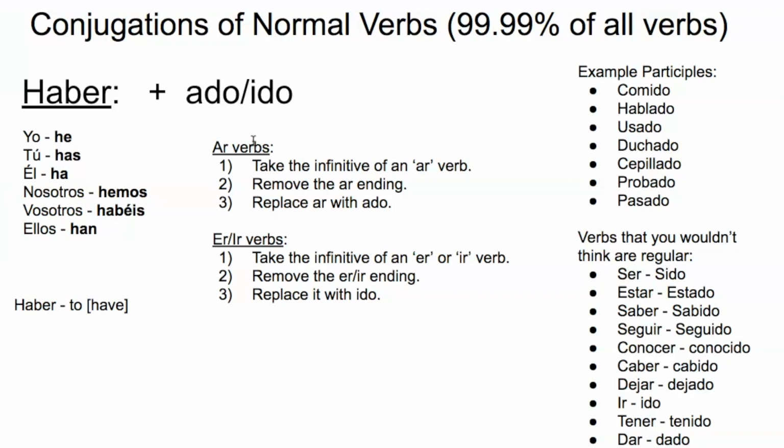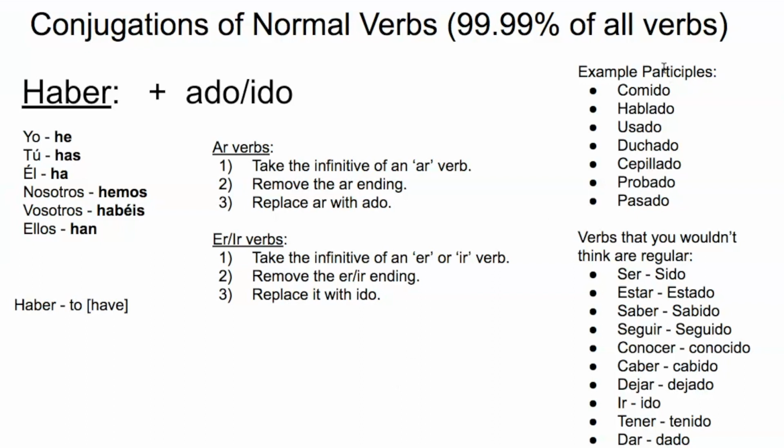So after this, for AR verbs, at least, you take away the AR ending and replace it with ado. Hablado, dejado, pasado, anything like that. And for ER and IR verbs, it's kind of the same. However, you take away the ending and you replace it with ido. For ER verbs, it's not edo. It's always ido. Siempre es ido. Nunca edo. Y unos ejemplos, comido o otros verbos así.